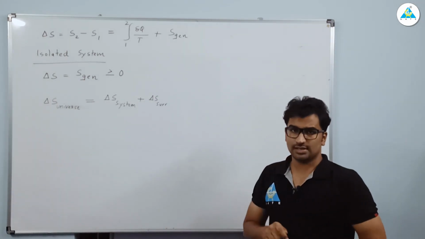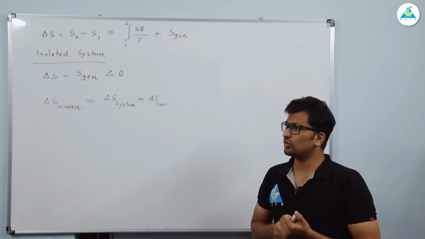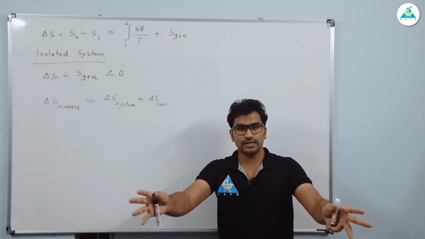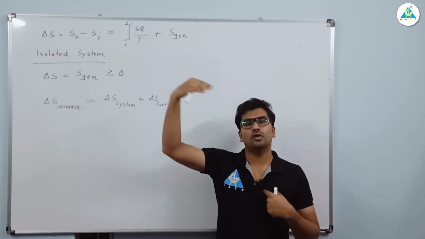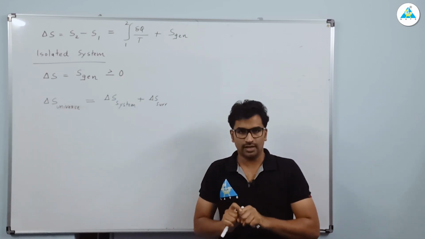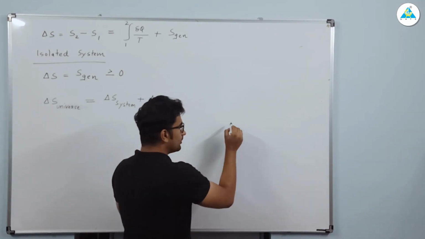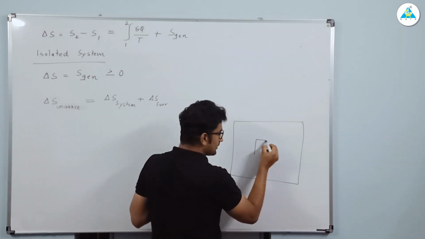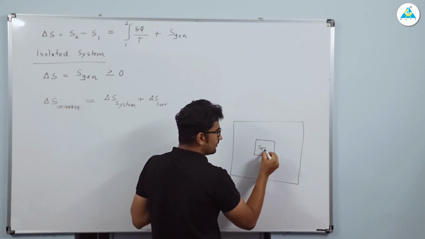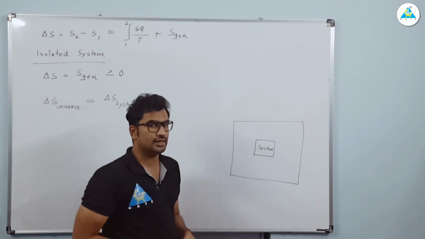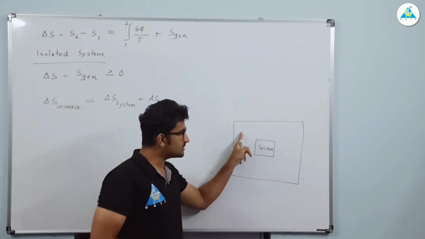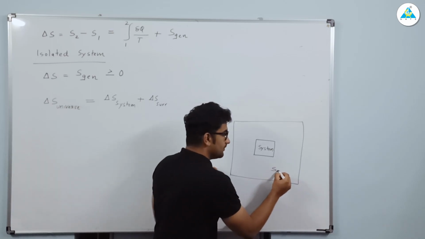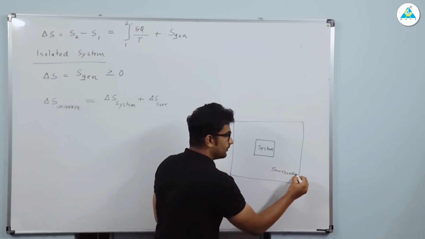How am I writing the universe or isolated system like this? Because in the first class I gave an example of an isolated system. What was the example? I am the system because I am teaching in the class, and my students are my surrounding. A person standing outside my class is not in my surrounding. This is my classroom, and I am the system here, teaching inside the class. Whoever the students are inside my class, those students are my surrounding.